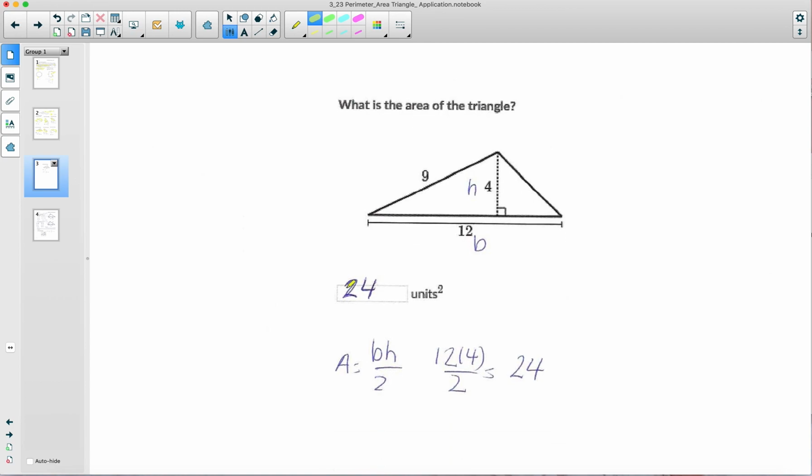And again, you know, there were 3 side lengths. We're going to focus on just the 2 lengths that are perpendicular, and there they are. Base of 12, height of 4. So 48 divided by 2 is 24.